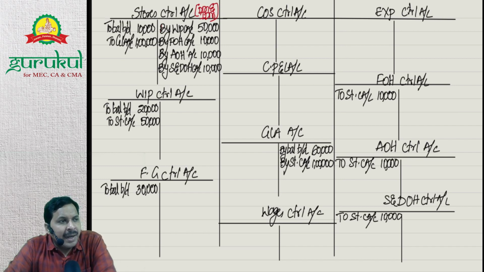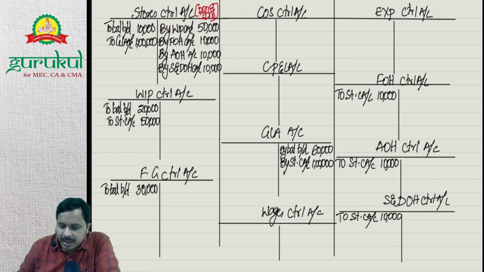Next, raw material issued for factory entry, factory overheads control account debit to stores control account. Next, raw material issued to office entry, administration overheads control account debit to stores control account. Next, raw material issued to sales department entry, selling and distribution overheads control account debit to stores control account.